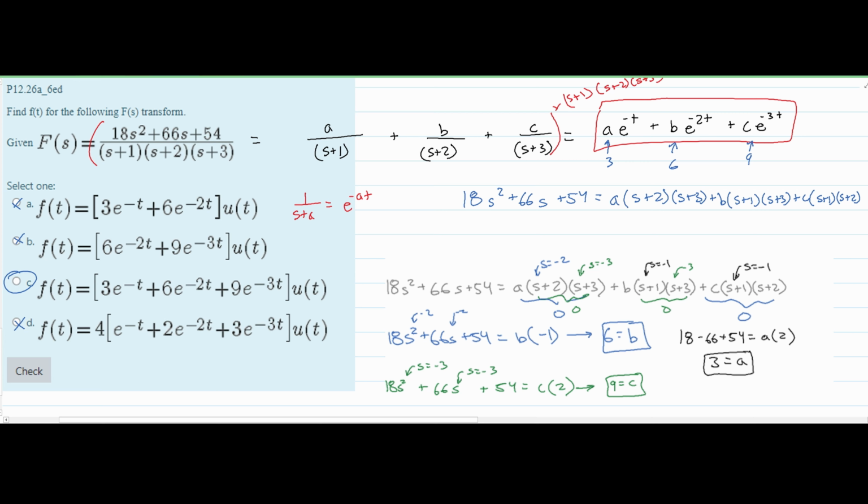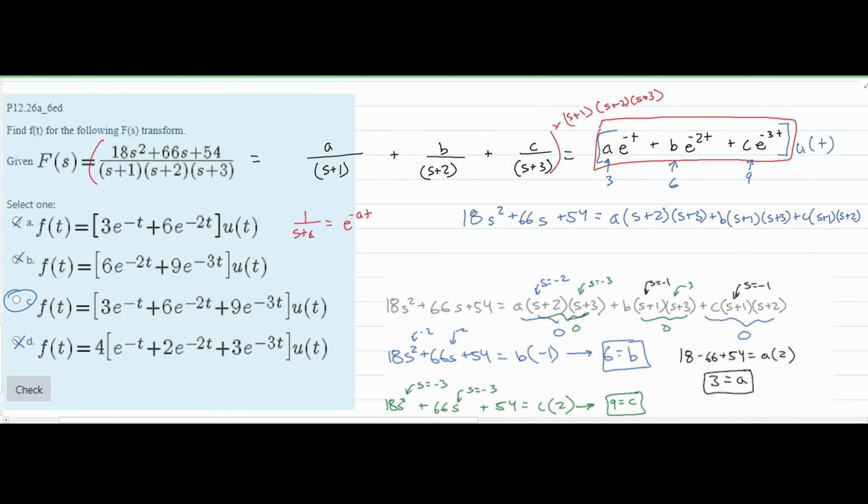C is our answer. There is one part that's unaccounted for, and that's this u(t). We are solving for f(t). We are dealing with time, and u(t) is dealing with time. So this should really be in brackets, and we'll have a u(t) when we're dealing with Laplace and things like that. So that is how you would go about solving this problem.